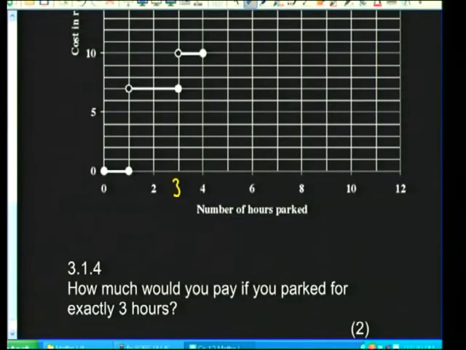They're trying to trick us now. But they're not going to trick us, are they? Because I've explained it and you've understood it. Let's look. 3 hours is over here. So I've either got that point or that point to consider. It can't be this point because there's an open circle. So it has to be this point over here because there's a closed circle. I'm paying 7 rand. Interesting. Nothing difficult about it, although the graph did look a little confusing when we first glanced at it.